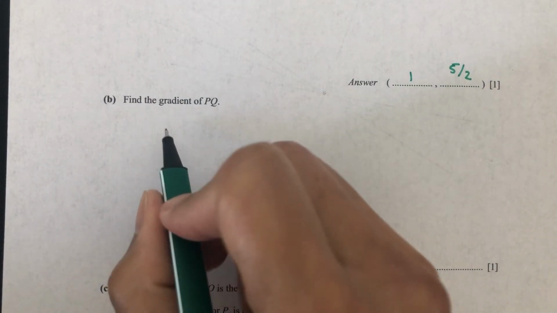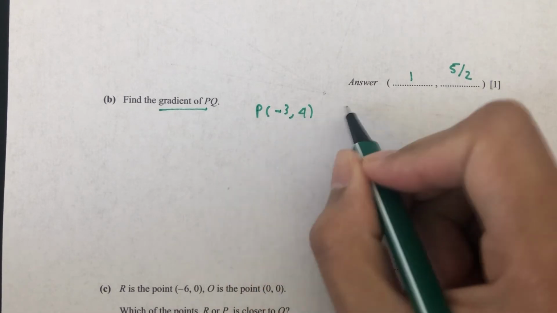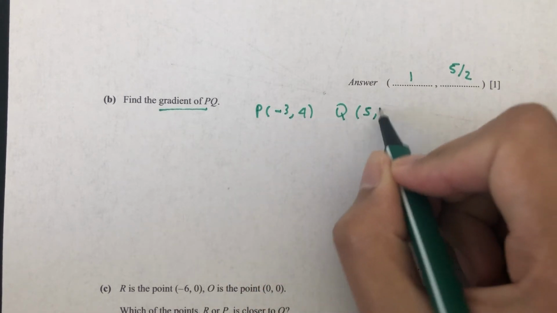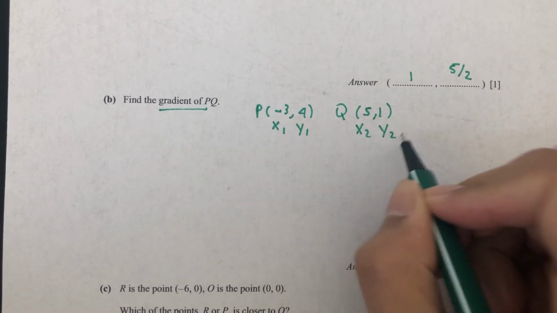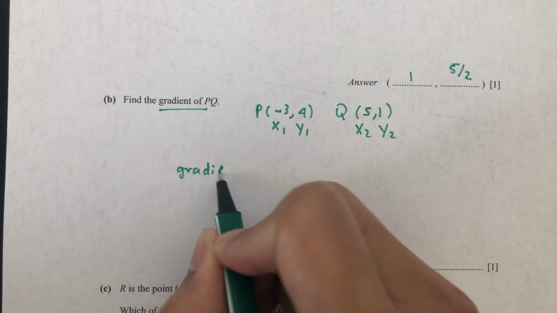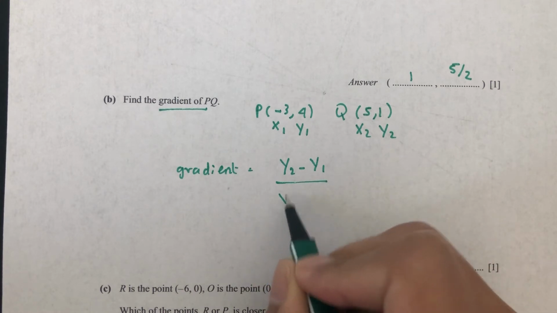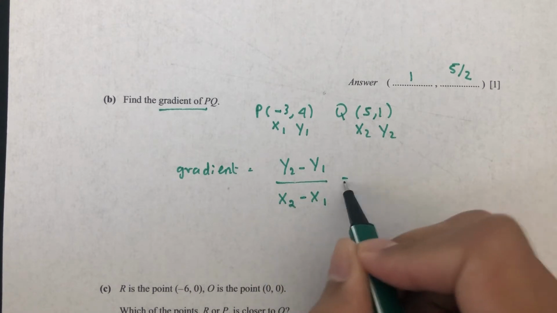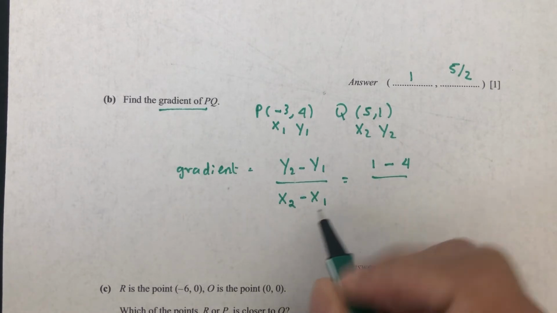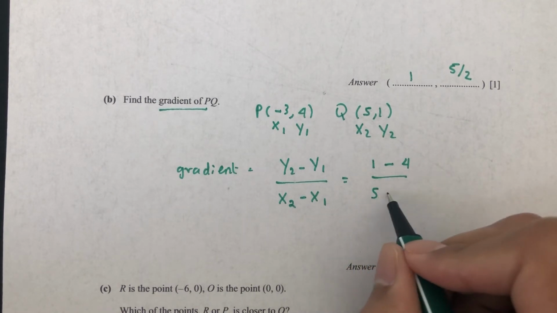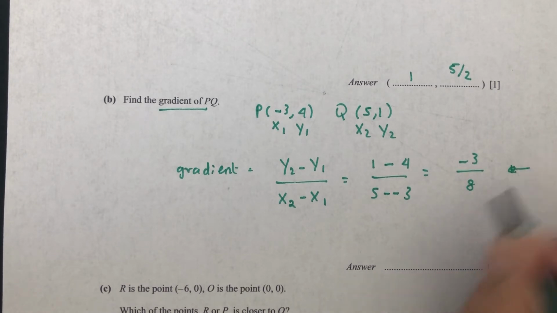So now part B, find the gradient of PQ. The point P is -3, 4. The point Q is 5, 1. Label the points: this is x1, y1, x2, y2. The gradient is equal to y2 minus y1 over x2 minus x1. So y2 is 1 minus 4, divided by 5 minus -3, which is -3 over 8. That is your answer for the gradient.